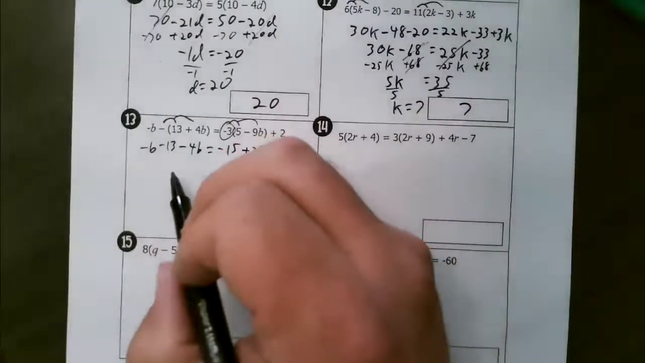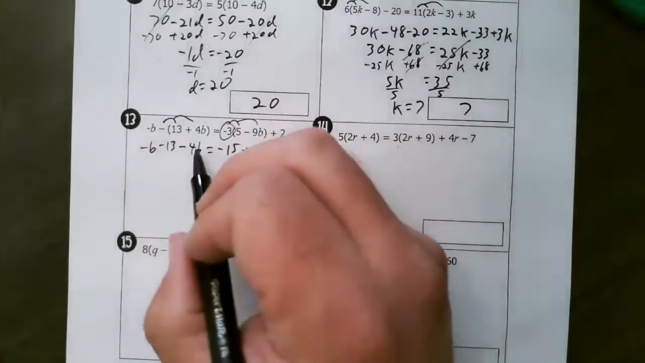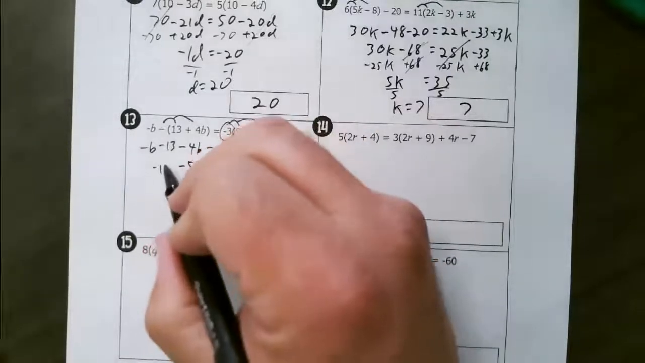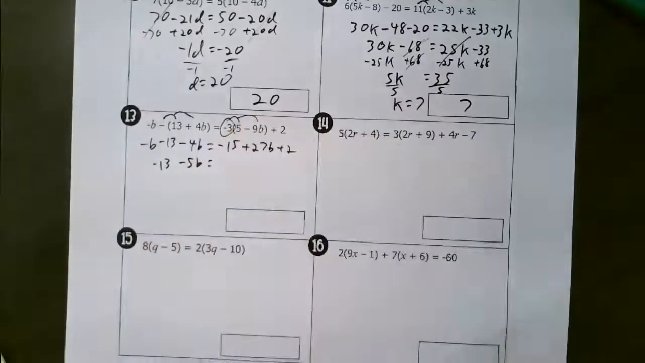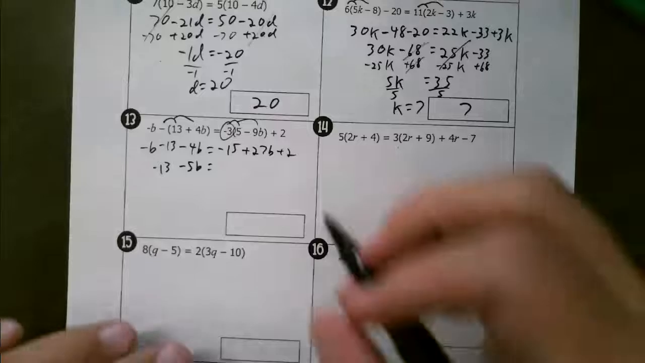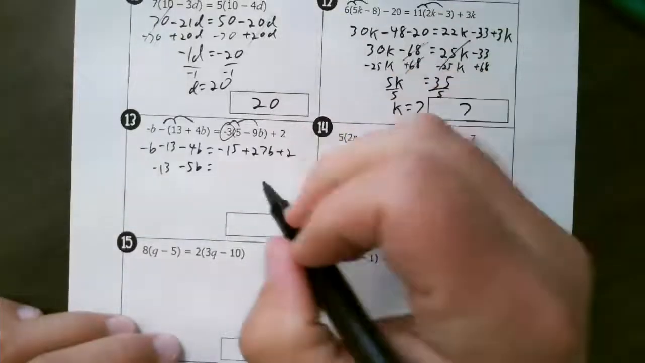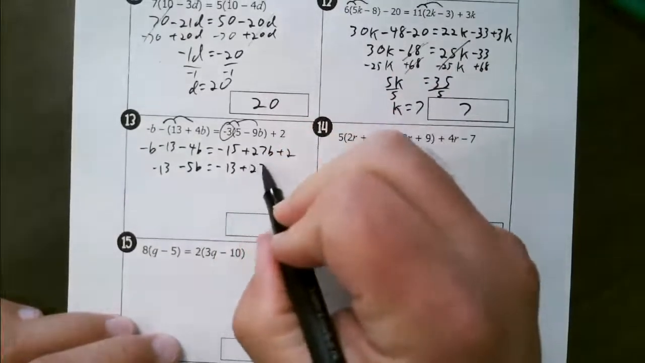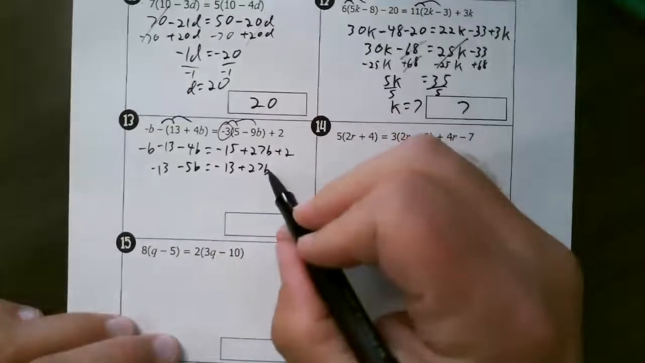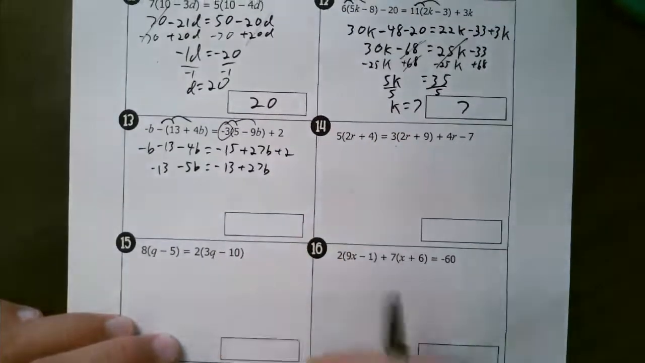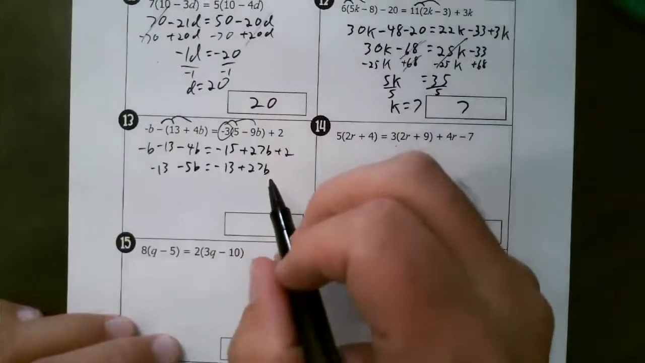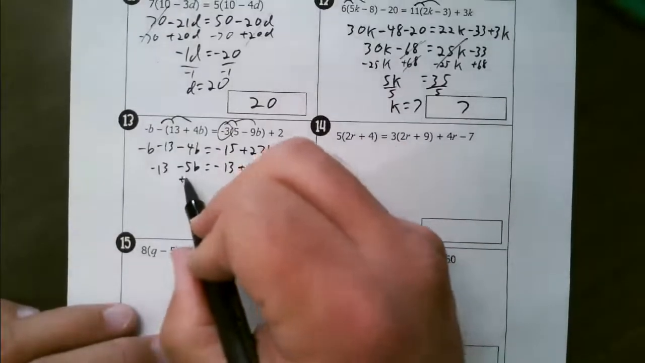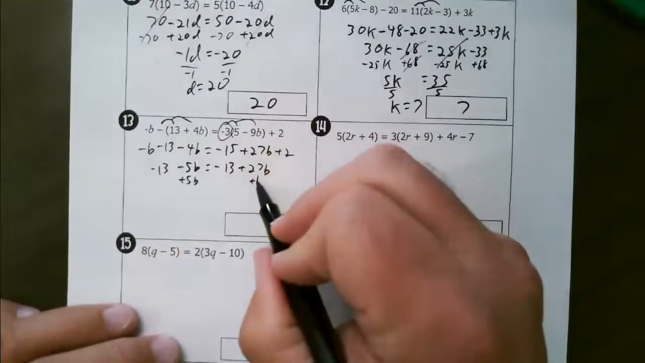Combine like terms on this side. Negative b and negative 4b is negative 5b. We still have the negative 13. Negative 15 and 2 combine together to give us negative 13. We still have the 27b. I'm going to bring the smaller value over to the other side. So let's add 5b to both sides.